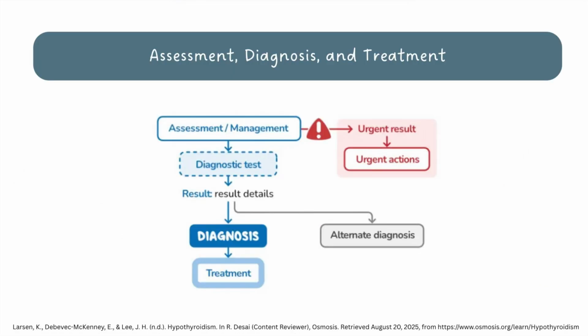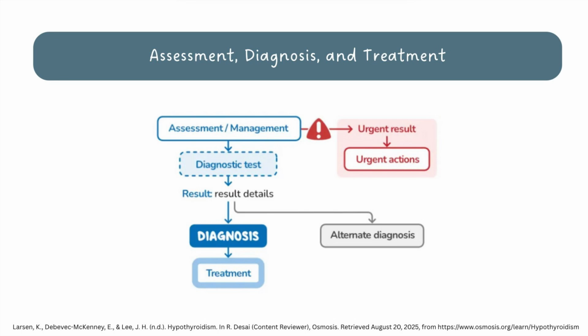Okay, so we're going to move on to the assessment, diagnosis and treatment. So patients with hypothyroidism will present with a wide range of symptoms and can range from subclinical disease, which is disease that is present without symptoms. So in this context, it would be due to the gradual slowing of the metabolic rate. And they can progress to life-threatening conditions called myxedema coma.